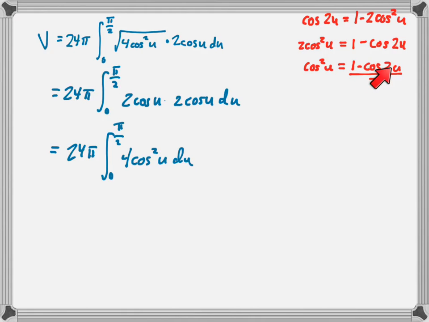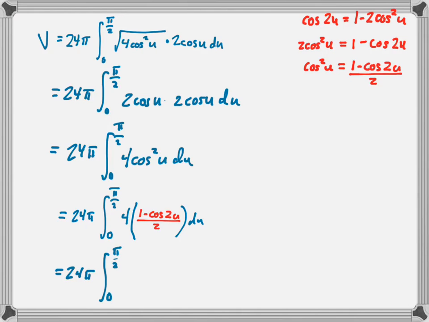Cosine of 2u I can reverse chain rule. Cosine squared I can't. So replacing the cosine squared with all this stuff gives me something that I can integrate, as you can see. Distributing the 4 gives us 2 plus 2 cosine of 2u du. It's a lot of 2's in there.